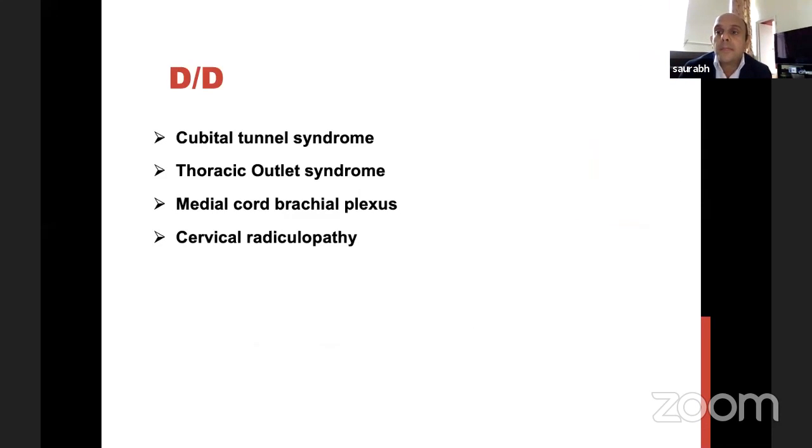Differential for Guyon's will be anything higher up: cubital tunnel, thoracic outlet, medial cord. Obviously, if it's medial cord, then the cutaneous nerves, the medial cutaneous nerve of arm and forearm, will be involved. So that's how you do a differential diagnosis. Cervical radiculopathy, again, all the nerve compression signs will be positive. So that's how you can distinguish with cervical radiculopathy.